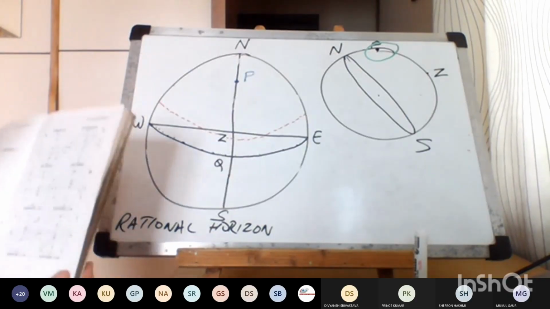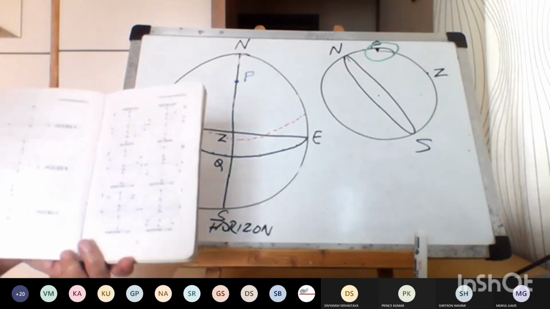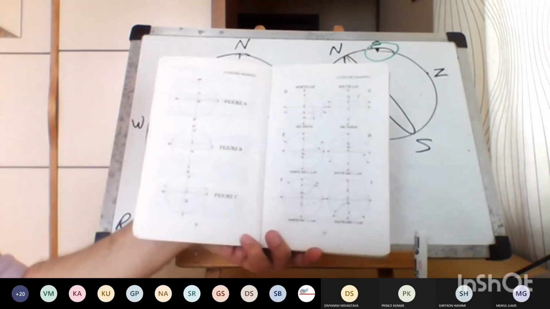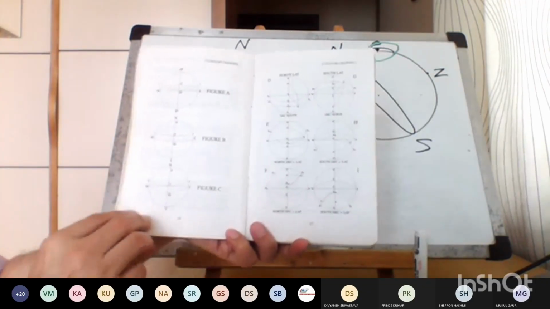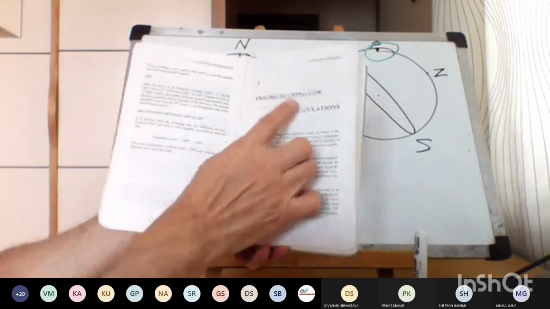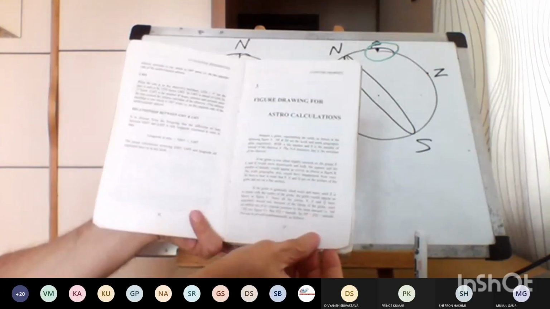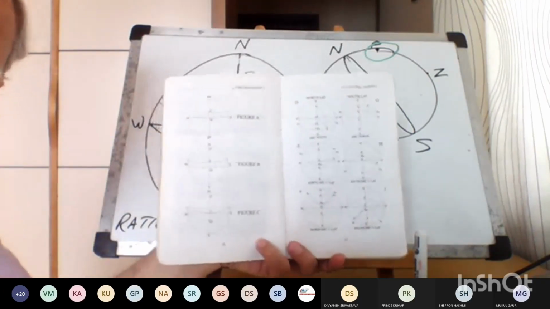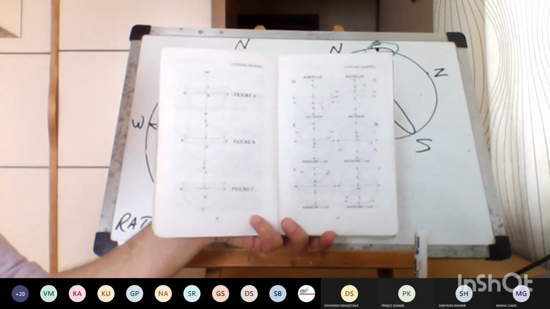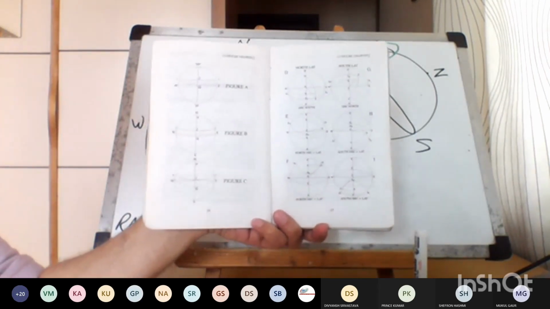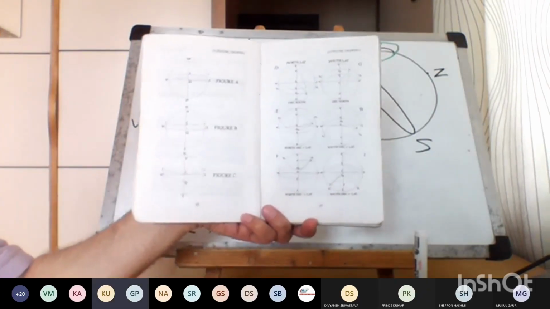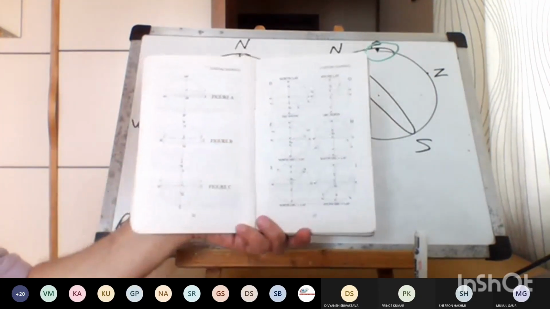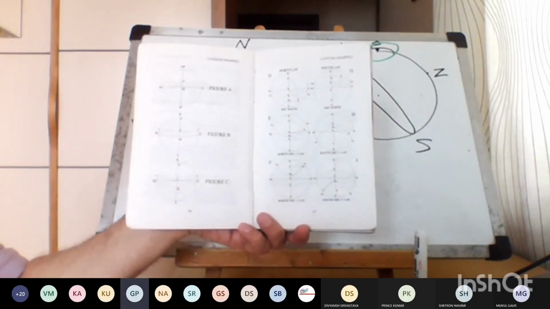I don't know in your book what page this is. Can you see this Subramaniam's book? Figure drawing for astro calculations. इस बुक में चैप्टर 3 है, पेज 16-17. Can you see this? Yes or no? Can you see these diagrams A, B, C, D, E, F, G, H, I? Can you see this? Yes, sir. ये नोट कर लो.